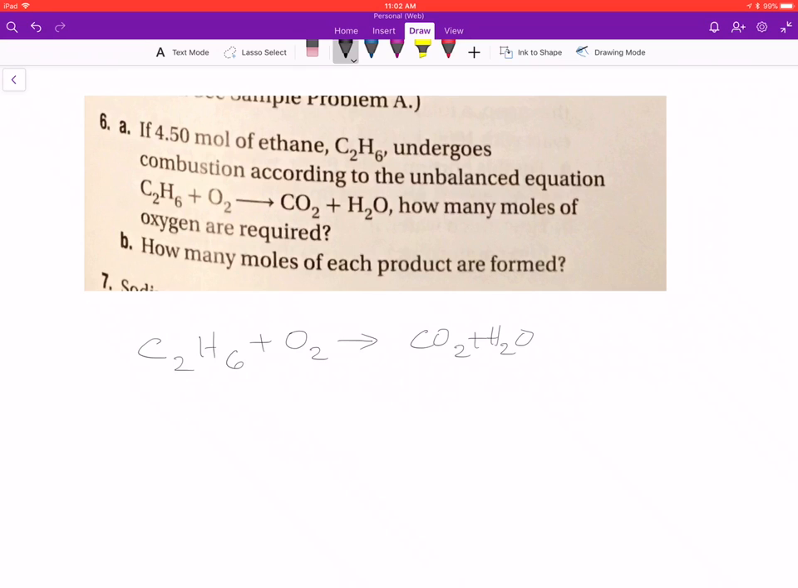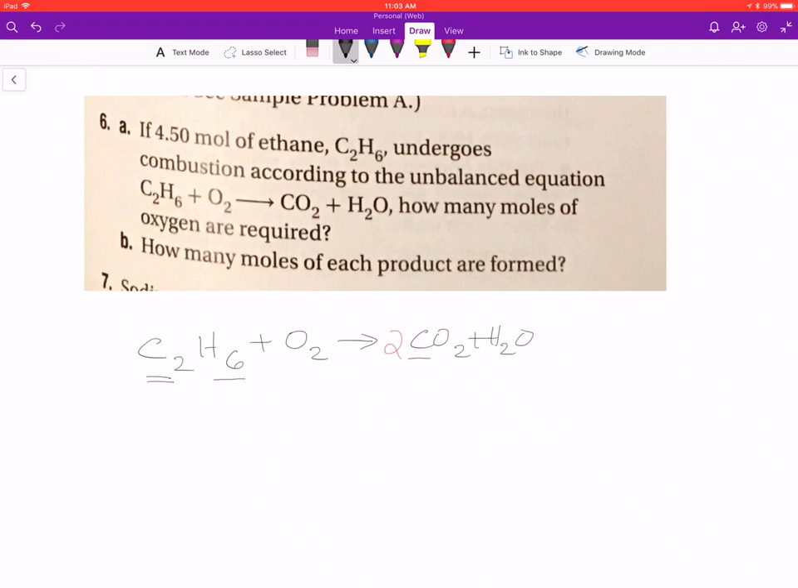Okay, so here, you have two carbons here and you have only one carbon, so you have to multiply this side by, let me pick another color. You have to multiply this side by 2. You have 6 hydrogen here. You have only 2 hydrogen here.